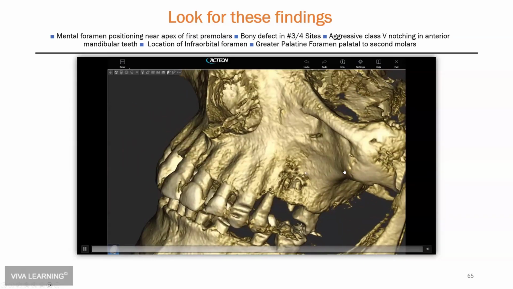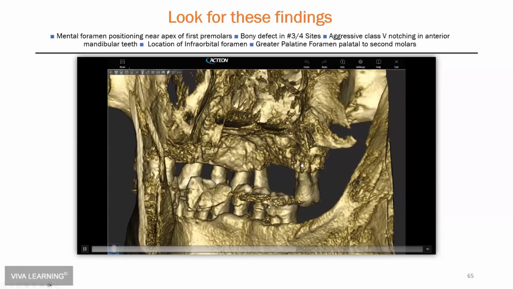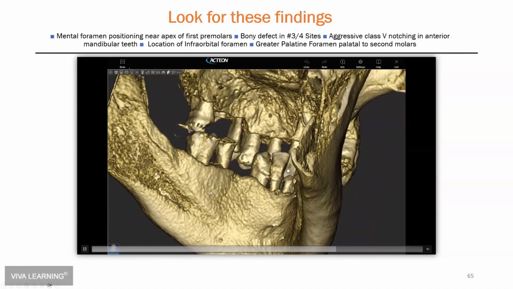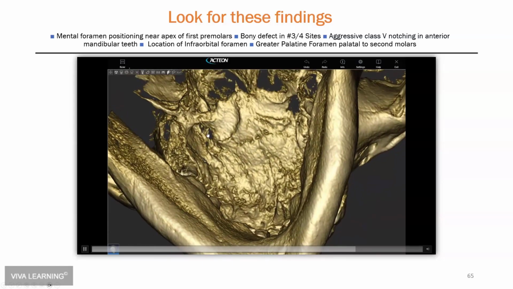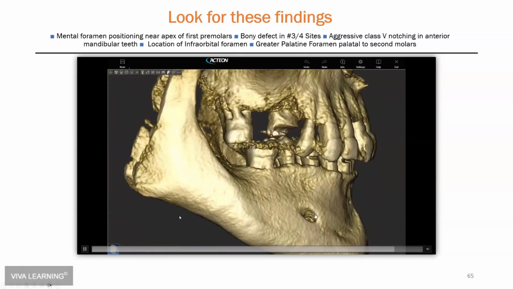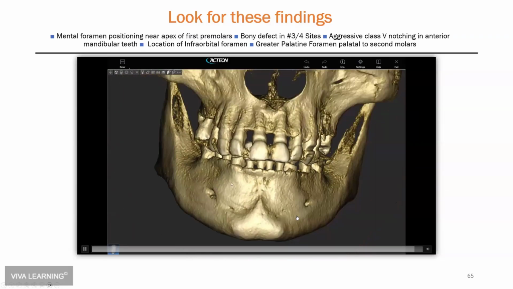And if we flip the patient around, we'll be able to see the genial tubercles. See the mylohyoid undercut. There's the greater palatine foramen and some tori. Okay, so that can give you an idea if you're going to be doing surgery, what you can expect to run into.